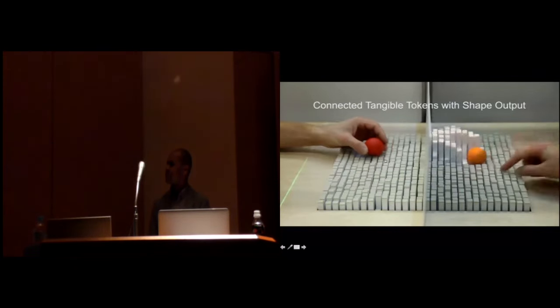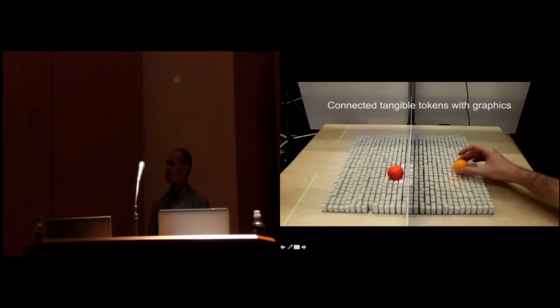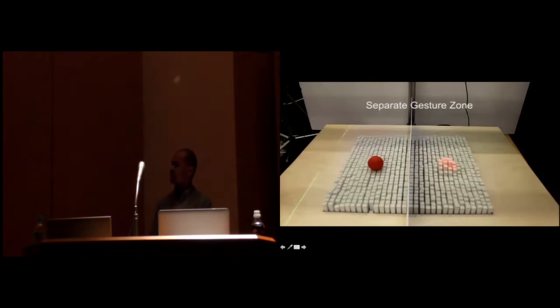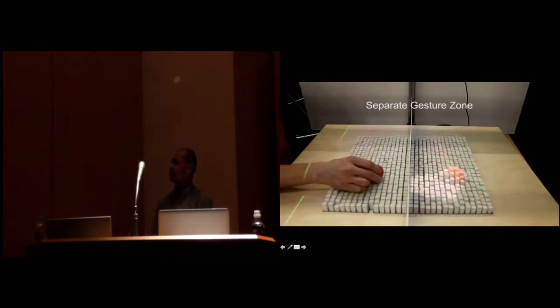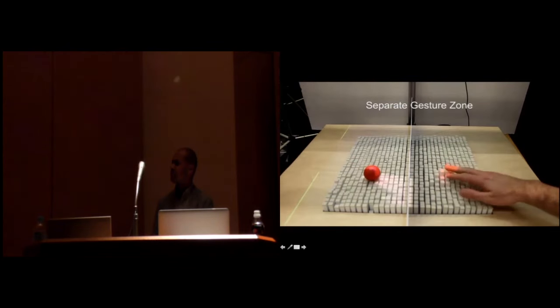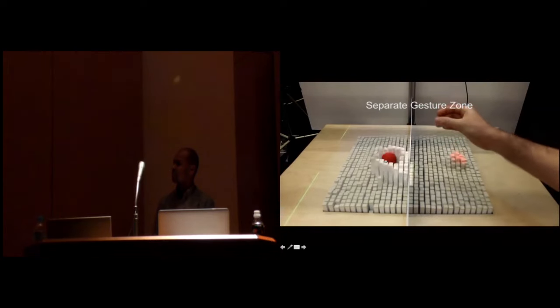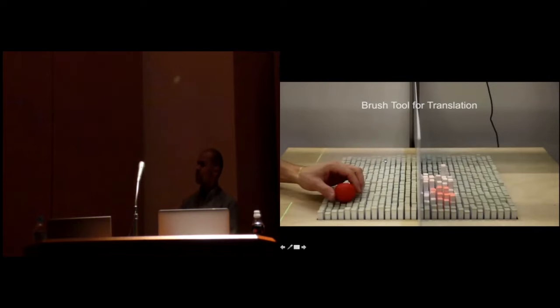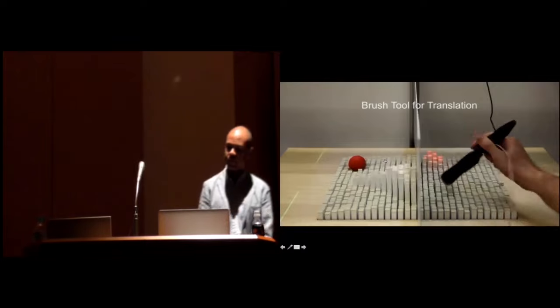Here, two tokens are linked and the remote user's hands are rendered physically. Alternatively, hands can be projected on the surface while the objects remain connected. Here, a remote object is rendered physically by the shape display, and a user can manipulate it through a separate gesture zone above the object. Alternatively, a brush tool allows the user to translate the remote object by pushing into the side of its local rendering.